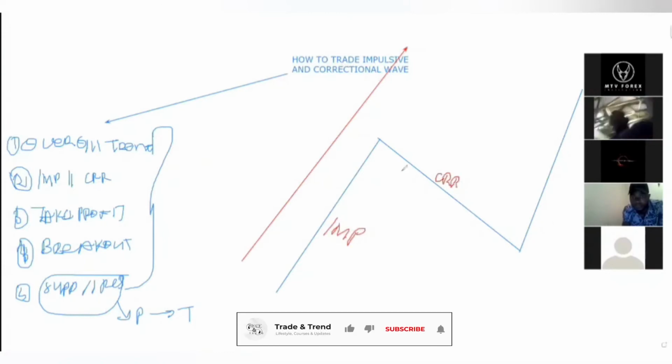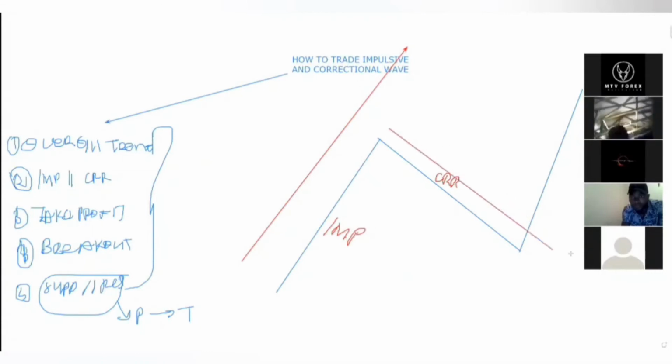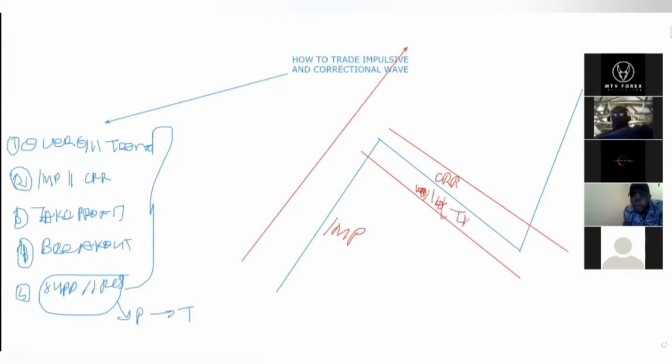I'll explain that to you. Then after that, you identify your support and resistance. This is how you identify your support and resistance, the way I taught you. So here you have your valid trend, and you apply that valid trend rule at the zone, which means you need to have two touches at the resistance and two touches at the support.